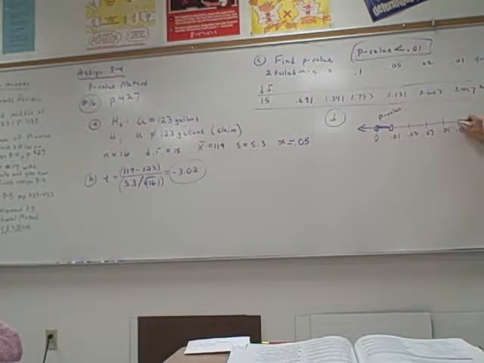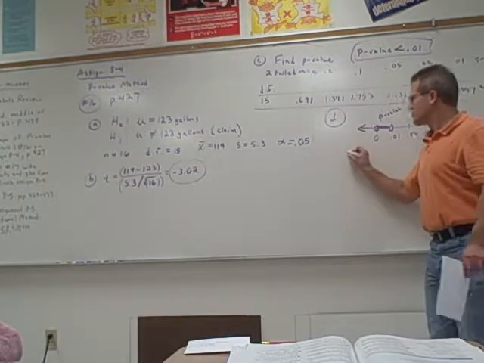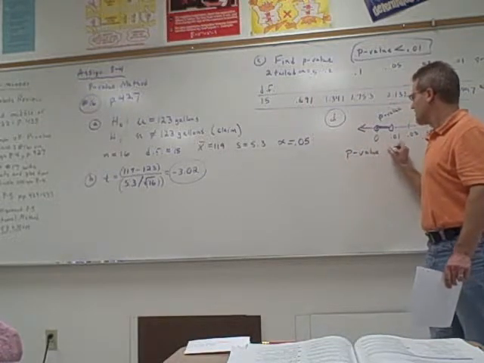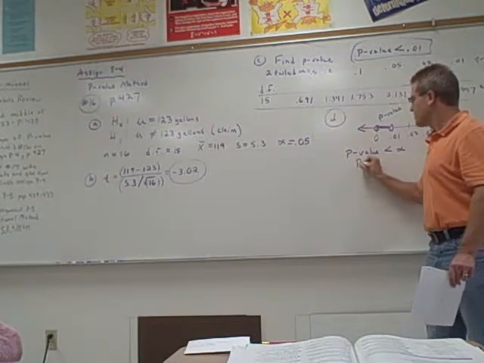My alpha is up here at 0.05. Do we have to draw that? No, you don't have to draw that. I'm just drawing that to help you picture it. So is the p-value smaller than alpha? Yes. So that means you should reject, anytime the p-value is smaller than your alpha, you should say reject the null.